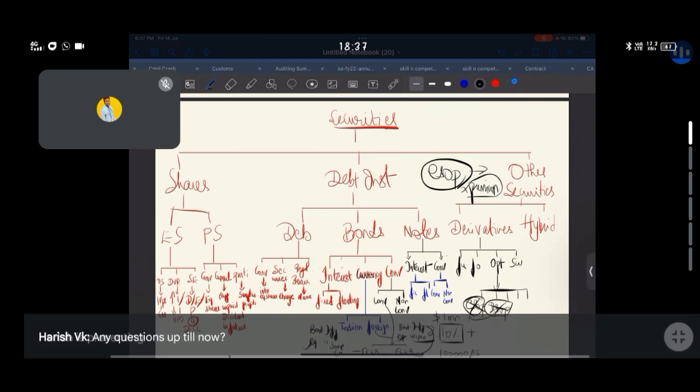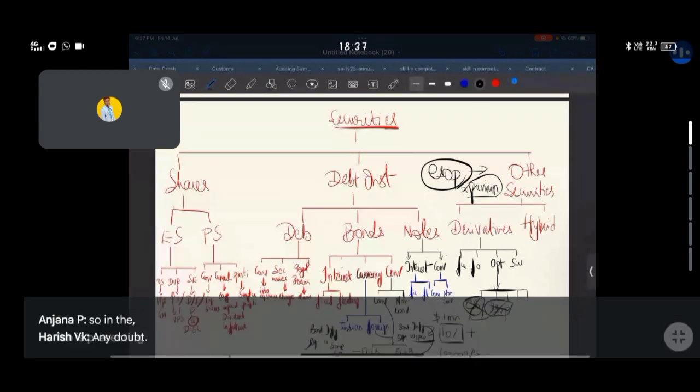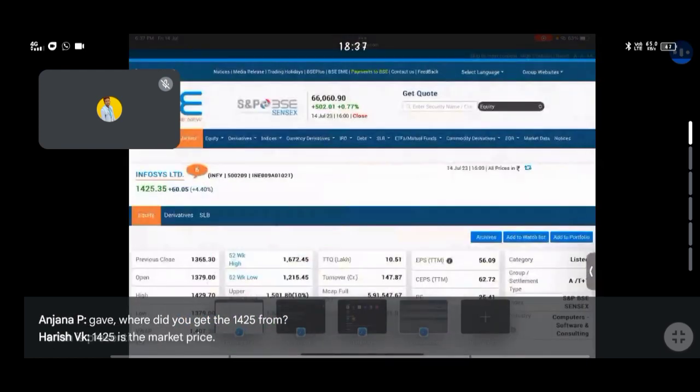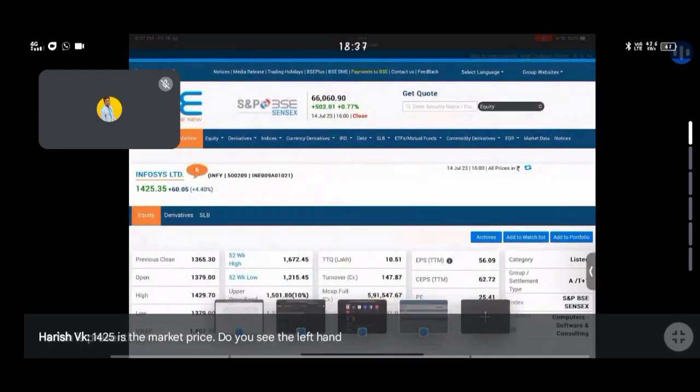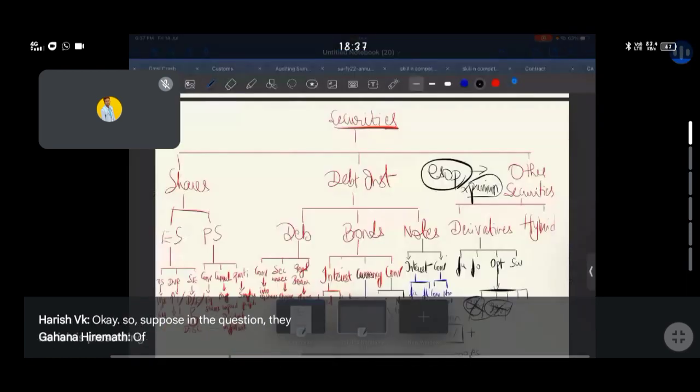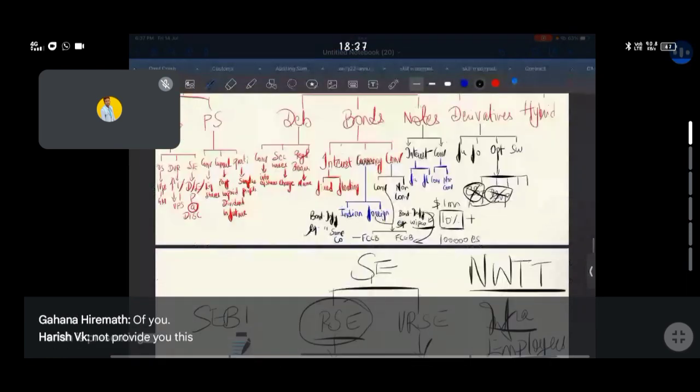Any questions up till now? Hopefully everything is clear. Any doubts? In the example that you gave, where did you get the 1425 from? 1425 is the market price. Do you see the left hand top below the BSE logo? Okay, sir. Thank you. So suppose in the question they do not provide you this data, yes?